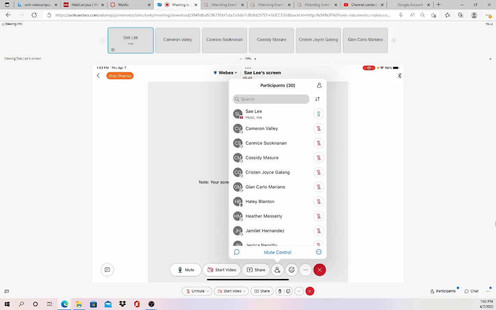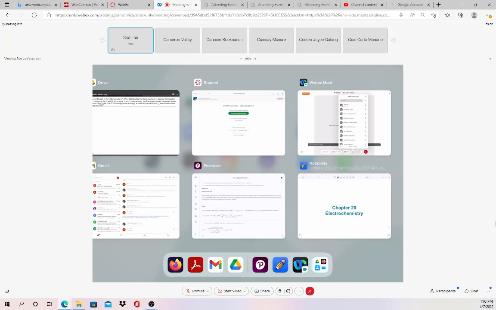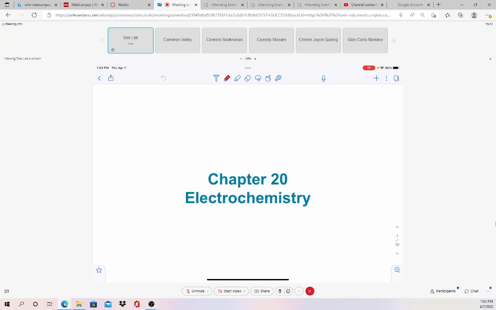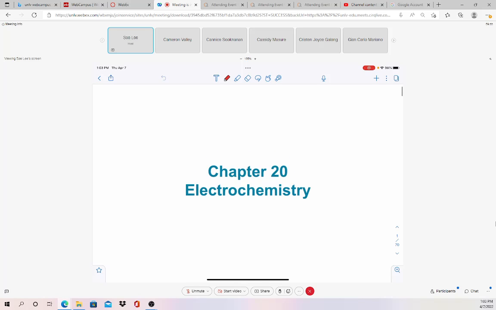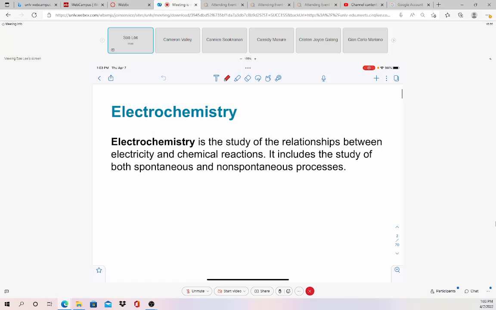Okay, I'm going to start chapter 20 today. In this chapter, we will be learning about electrochemistry. So what is the study of electrochemistry? Electrochemistry is the study of relationships between electricity and chemical reactions. And we will be learning about how chemical energy is converted to electrical energy, vice versa.